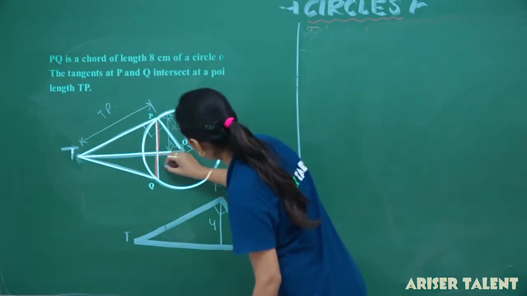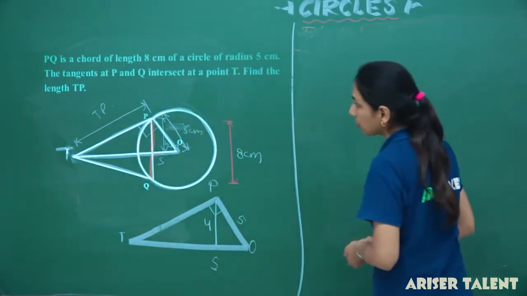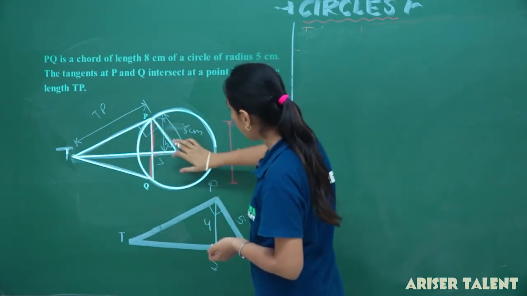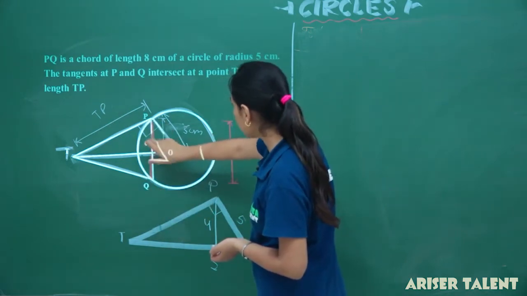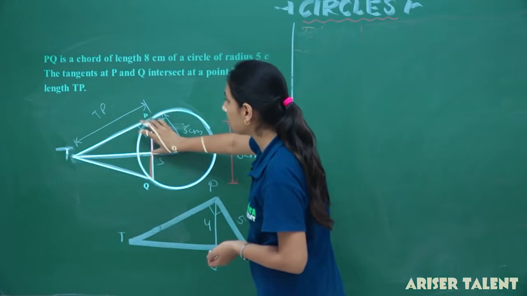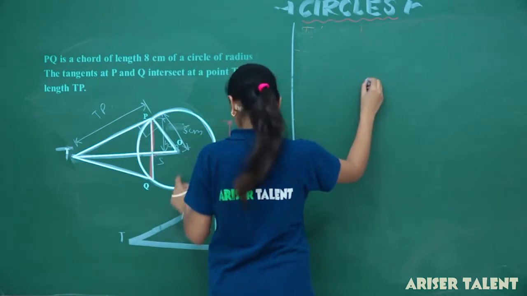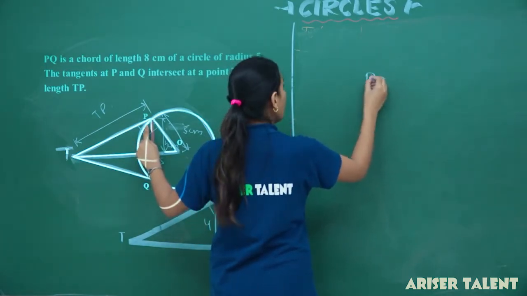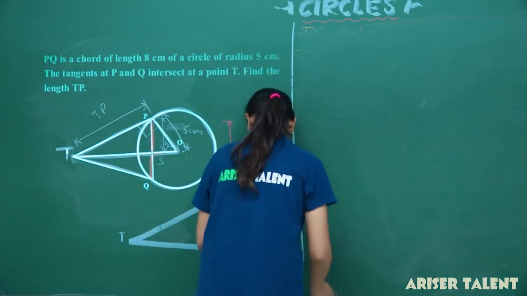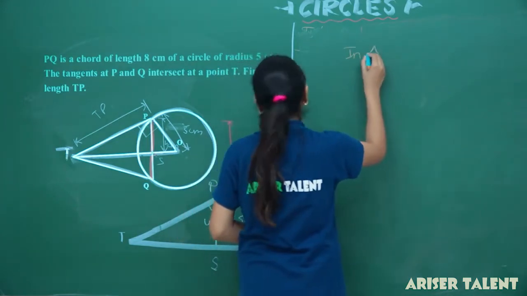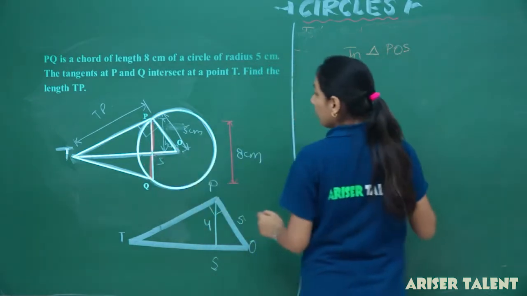I'm giving it a name, let's make it S. Okay, so now here I have this length equal to this length, or what else can I do? I can just simply find this and this. So in this triangle, in triangle POS, what do I have?